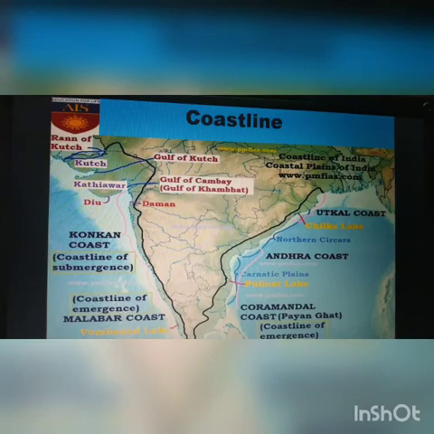Our next topic is coastline. Here we can see lots of coastlines. That is the Konkan coast and Malabar coast in the western side, and the Utkal coast, Andhra coast and Coromandel coast in the eastern side of India.